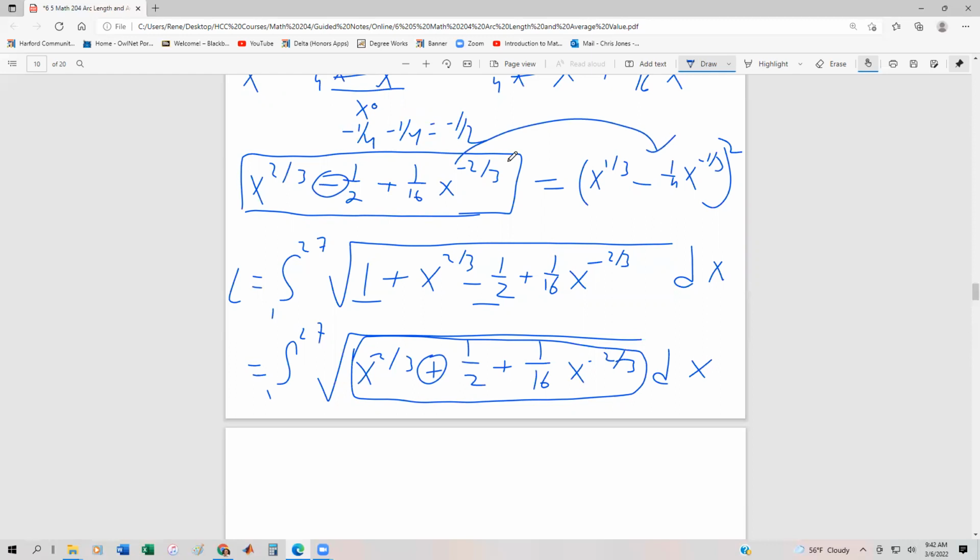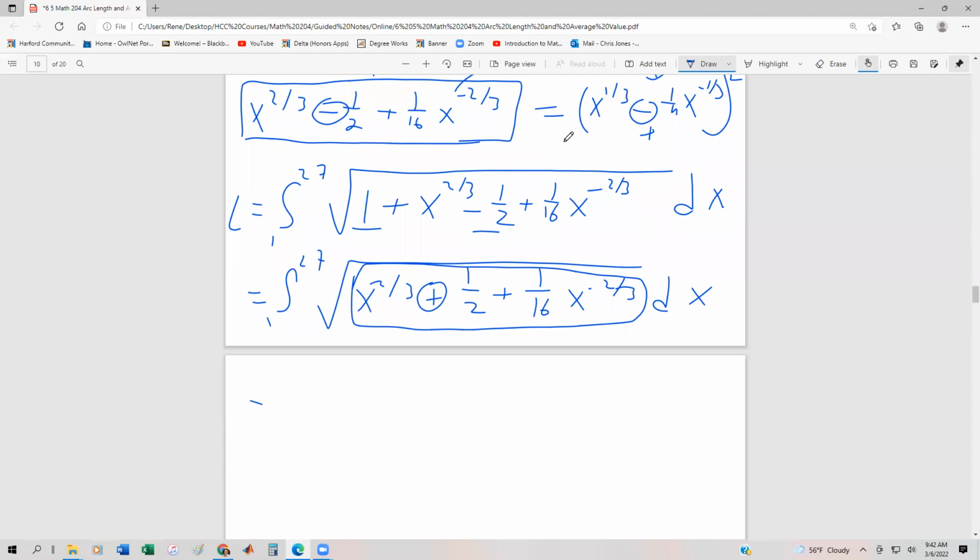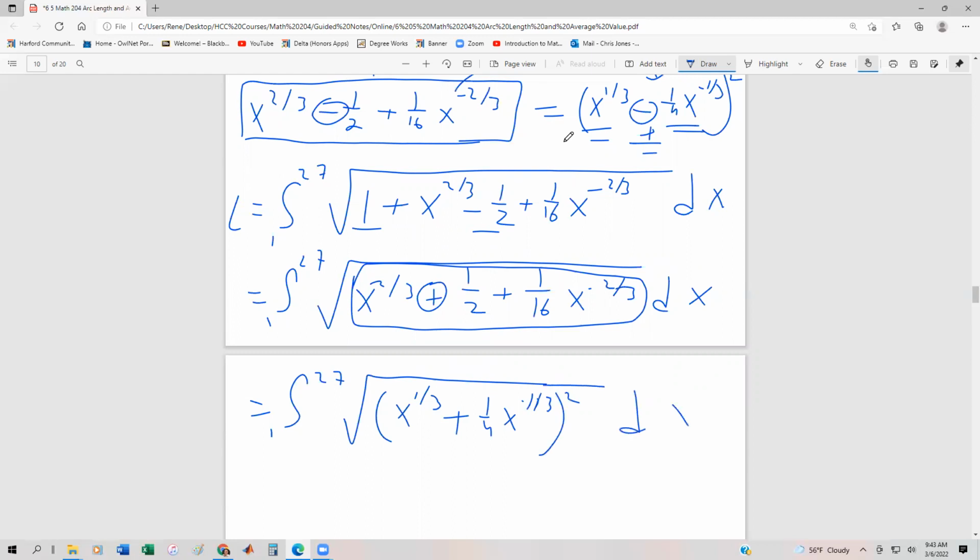Okay, the only difference is that we're just going to change that into a plus. Of course, if you don't trust it, what you can do after you're done with this is you can just FOIL it back out and see if you get back to the original radicand. So this is going to be equal to the integral from 1 to 27 of the square root of the quantity x to the 1/3 plus 1/4 x to the minus 1/3, that's going to be squared, dx.